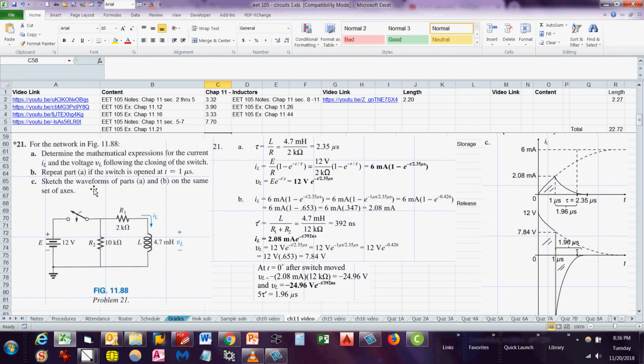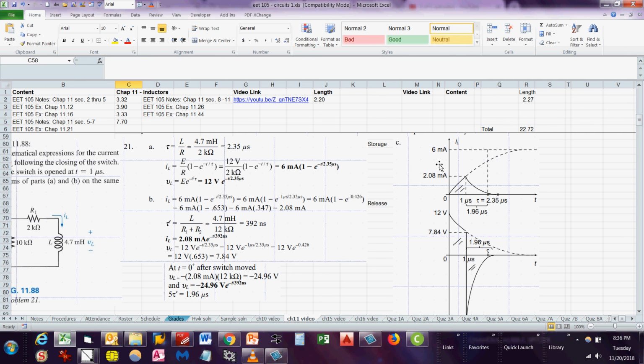So then in the last part it says sketch the waveforms of part A and B on the same set of axes. So over here, I sub L during the storage phase climbs from 0 up to here at 1 microsecond. It was 2.08 milliamps, and then it decays down towards the release phase at 1.96 microseconds, which is 5 tau prime, for a total of 2.35 microseconds here.